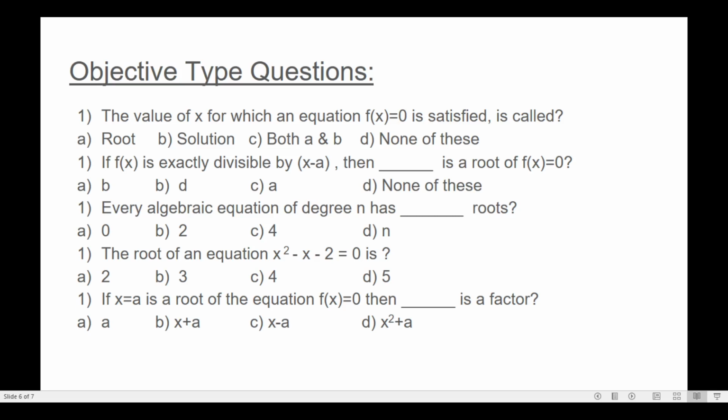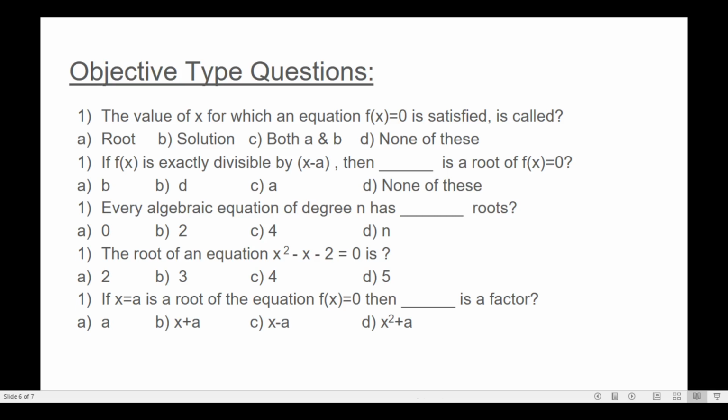Every algebraic equation of degree n has how many roots? n roots. The roots of the equation x square minus x minus 2 equals 0. By putting x values, that is the direct method. That we can easily find by splitting into factors. The product is minus 2, the sum is minus 1. That's why you can take the numbers minus 2 and 1. Like that you can split and find the roots.